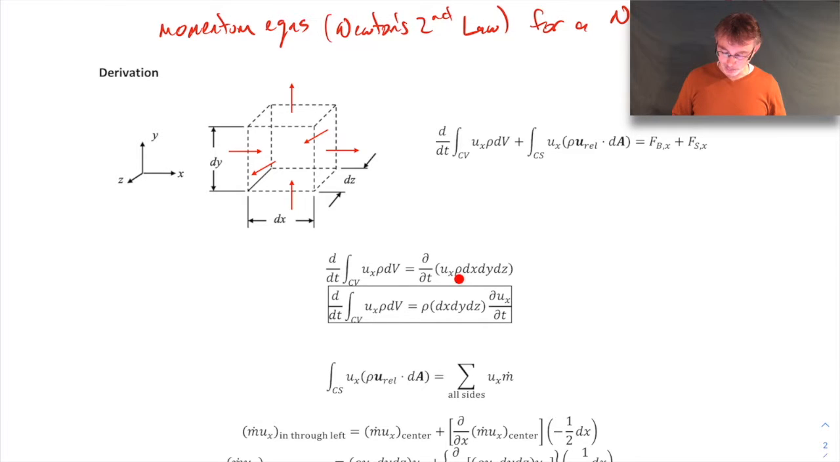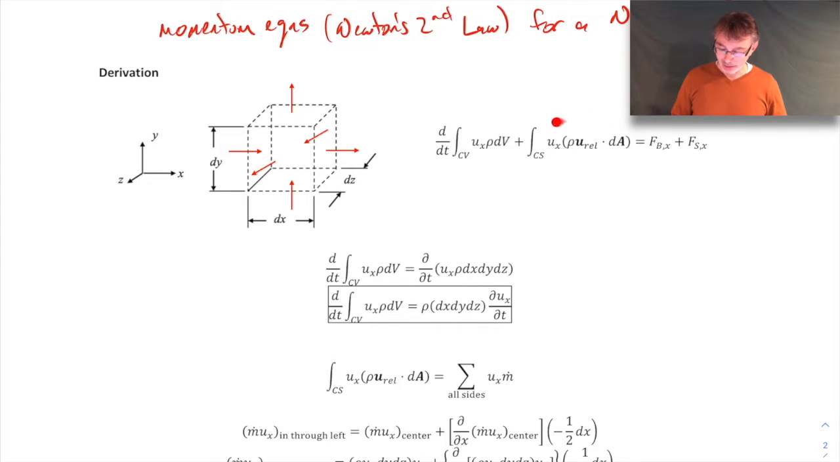So since it's incompressible, the density comes outside the derivative. The volume, dx, dy, dz, is just a fixed volume, so that's not a function of time, so that comes out. So the only thing that the time derivative acts on is the x velocity. So that's our first term right here. Now the second term gets a little more complicated. The concept is easy, but there's just more bookkeeping you have to do.